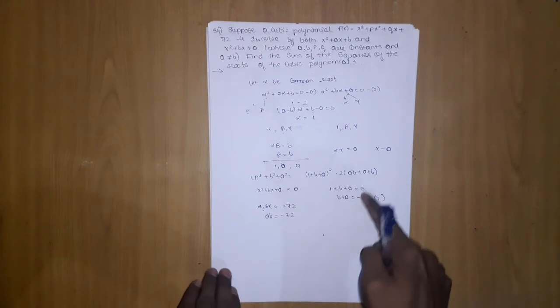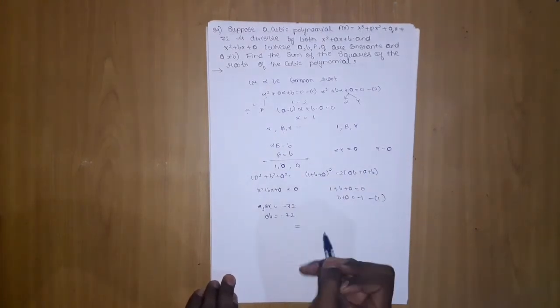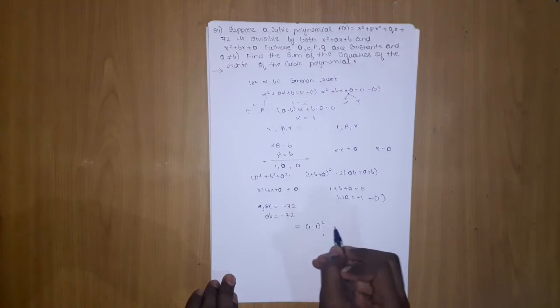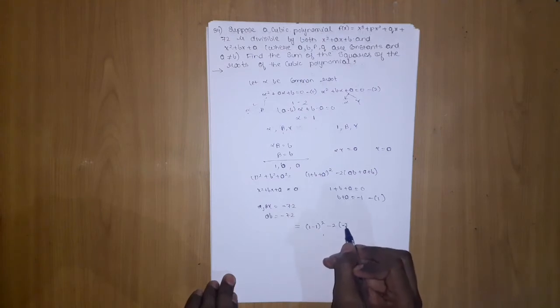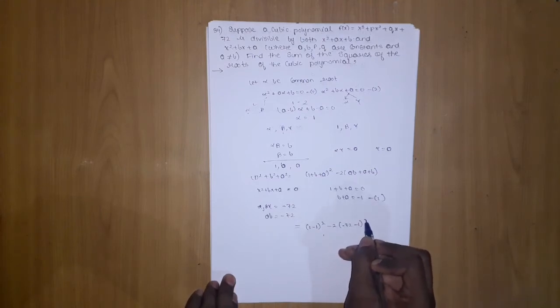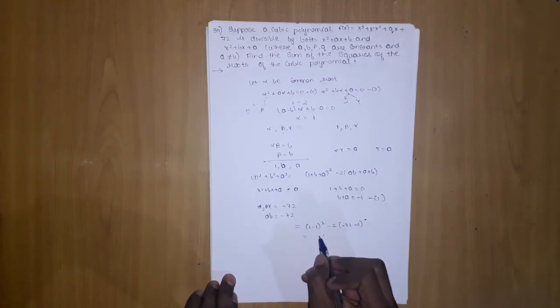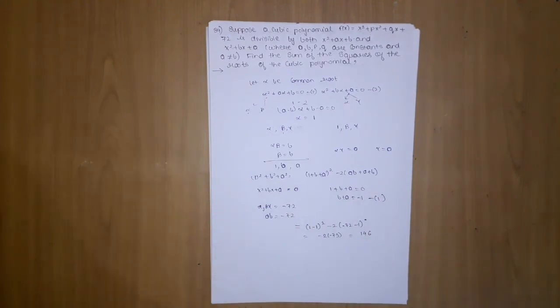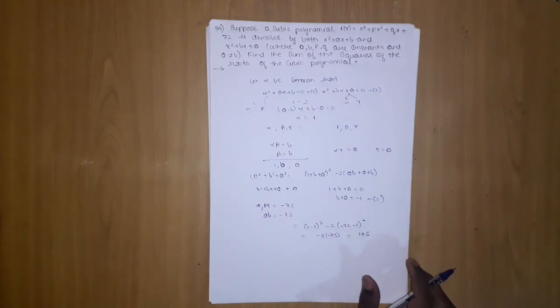Now alpha plus a plus b we have, so we put all the values: 1 plus 1 minus 1 the whole square, minus 2 into ab, we have minus 72, and a plus b is minus 1. This will become 0, minus 2 into minus 73, which is 146. So our final value is 146, which was the required thing.